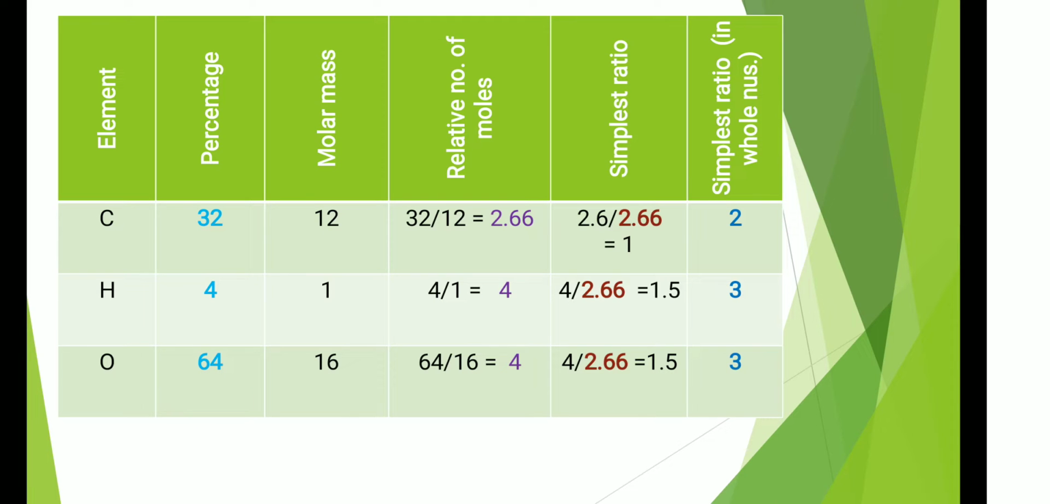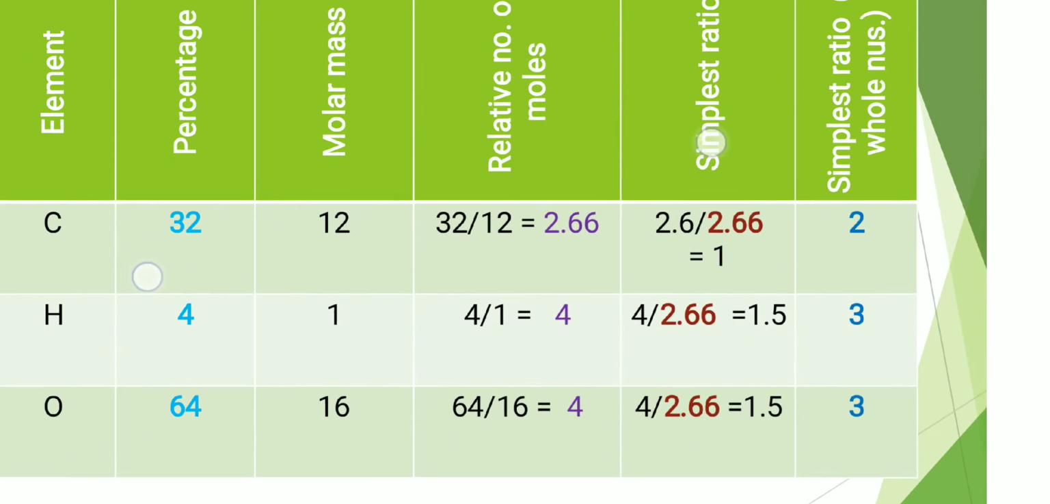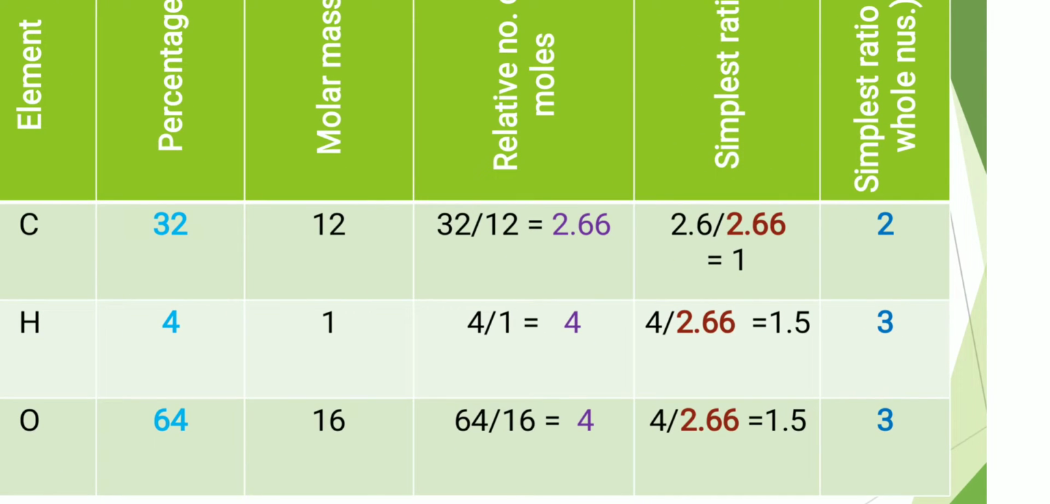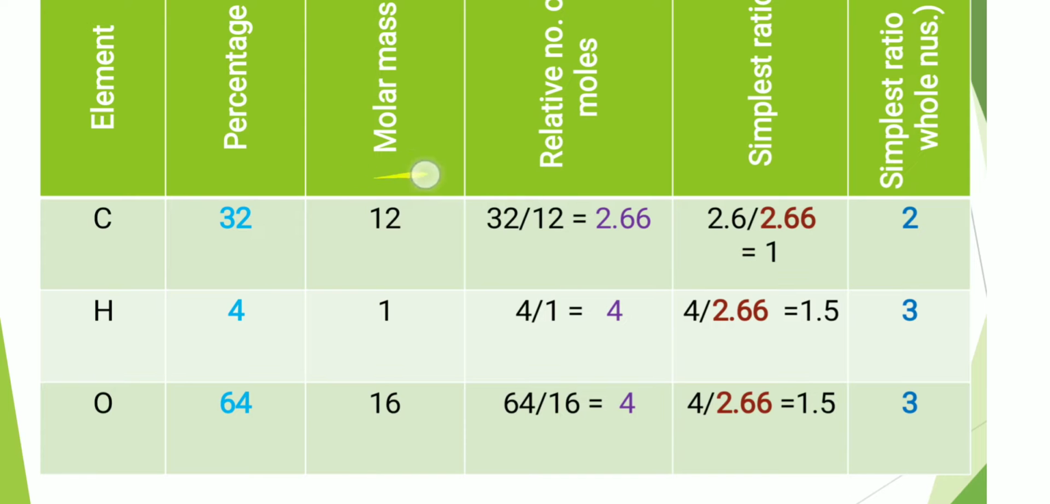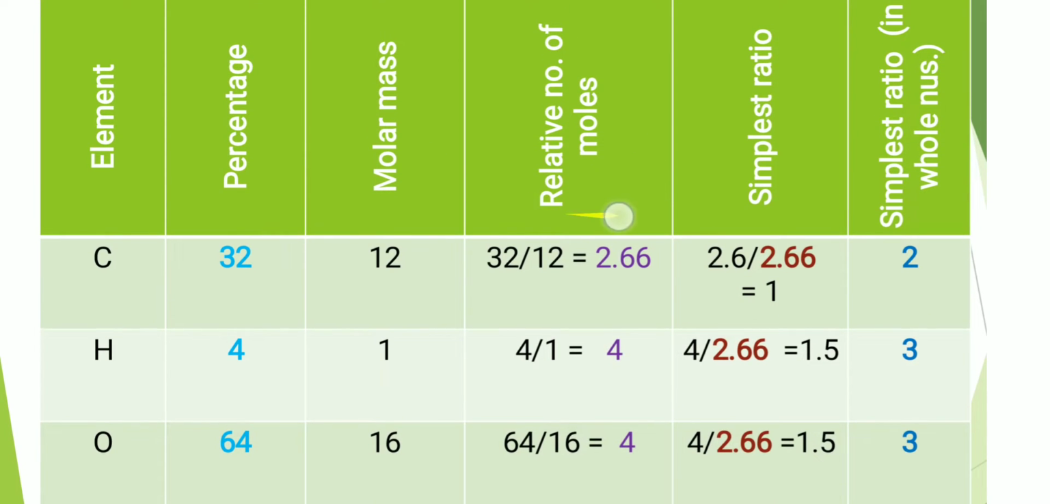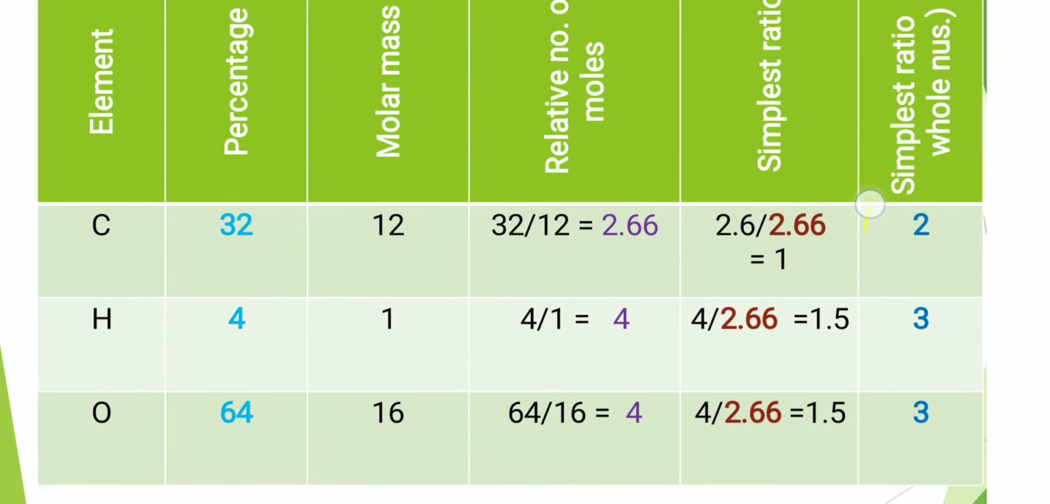Let us calculate the empirical formula, children. From the given data, they already give the percentage composition. The element carbon percentage is 32. So we write in the tabular column, we have totally 6 columns. First one element, second one percentage, third one molar mass, fourth one relative number of moles, fifth one simplest ratio, sixth one simplest ratio in whole numbers.